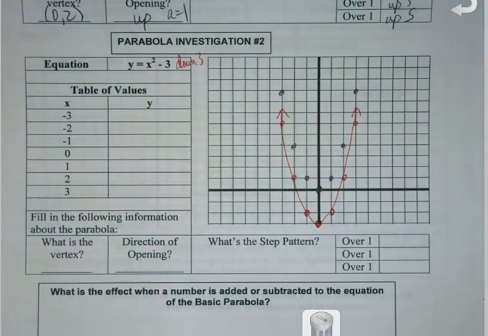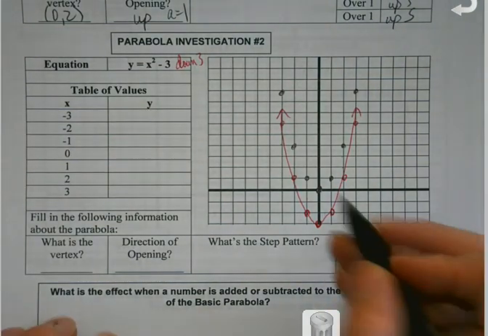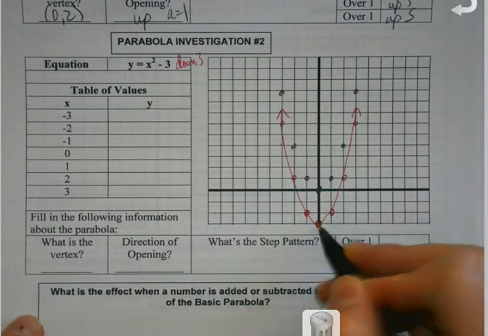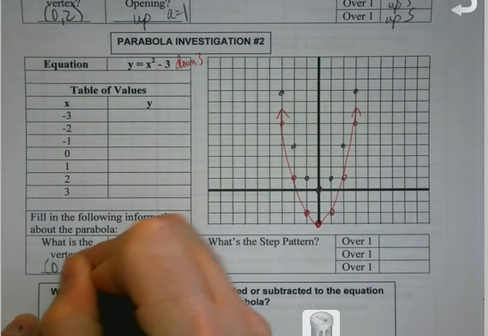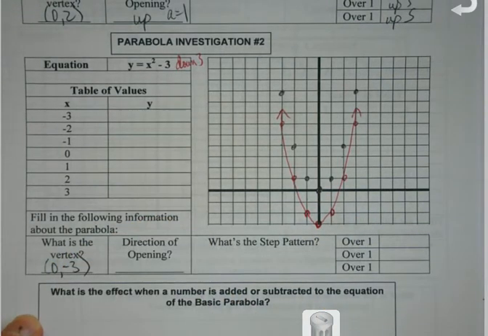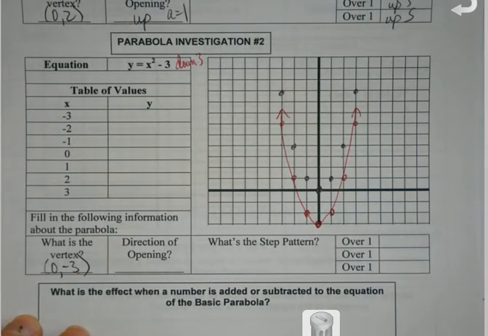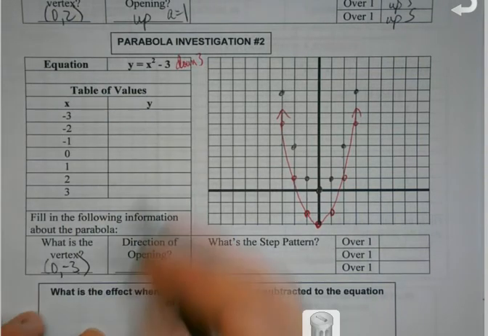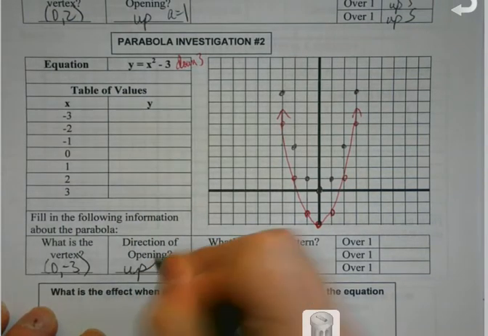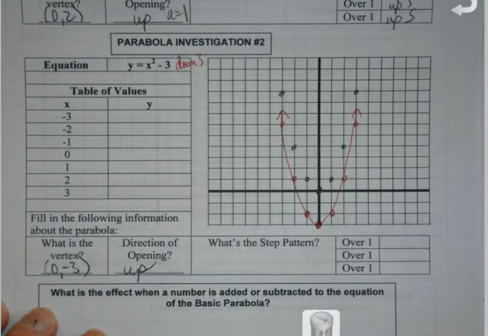Same graph, just moved it down 3. But again, what happened to my vertex? My vertex y value, when I moved down, went down with it. Down 3, y value went to negative 3. On the last one, went up 2, y value went up to 2. Interesting. Still opening up, because the value in front of x squared is still positive.